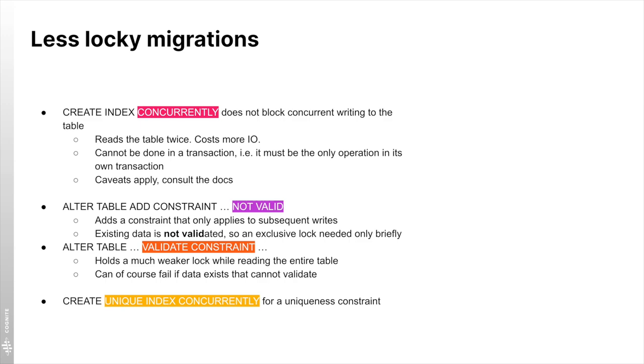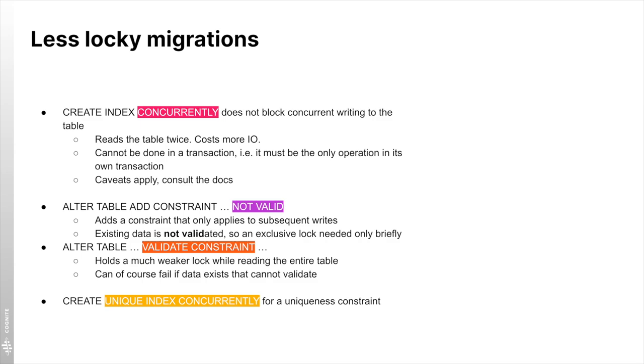For a lot of migrations, Postgres does offer a less locky alternative. So for create index, there is create index concurrently, which uses a different algorithm to build the index. The trade-off is that it consumes more I/O. It needs to read the table twice, and it cannot be done within a transaction. It needs to be the only operation in its own transaction.